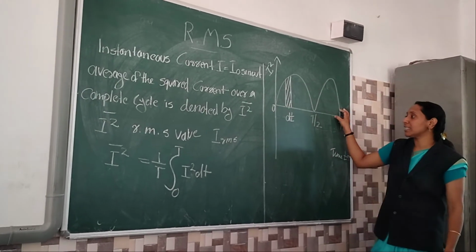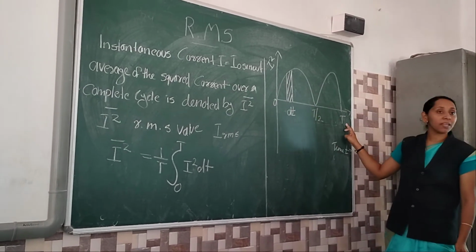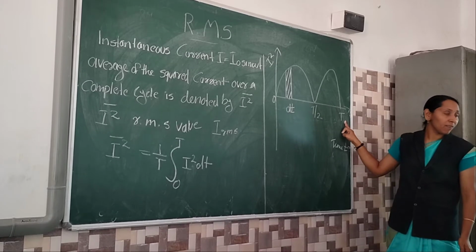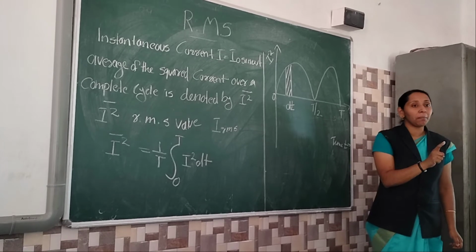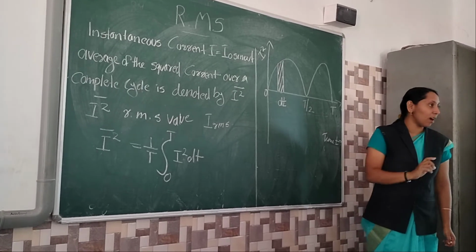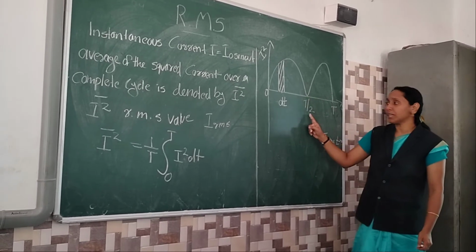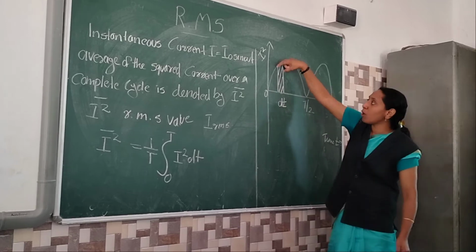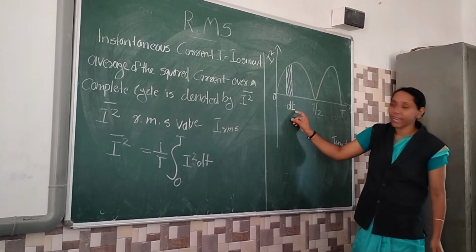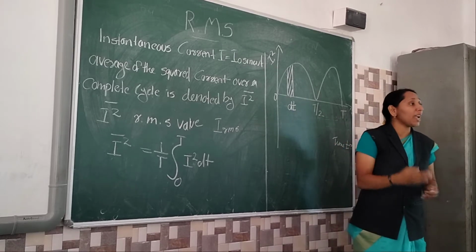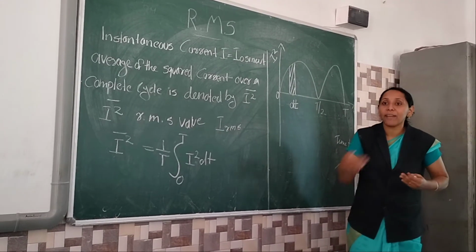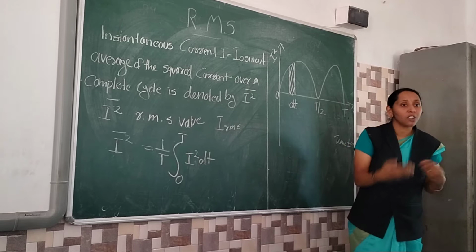This is the DC. One cycle attaining time is T. Time period. What is the time period? How much time is necessary to complete one cycle? That is called the time period. So half of it is T by 2. I am considering a small portion here. That time is dt. This y-axis contains I square, because I want to find the root mean square value. Am I right? Root mean square value.